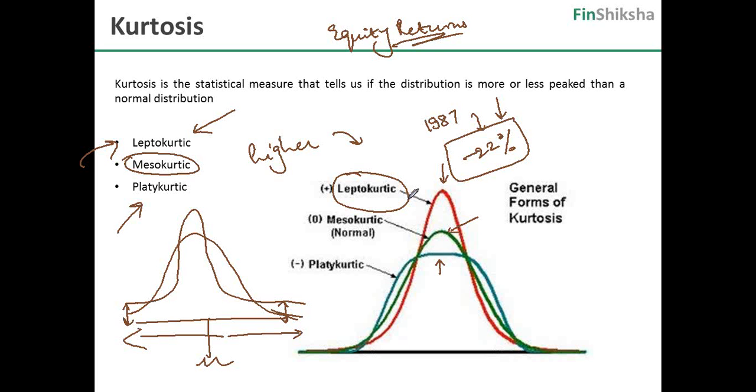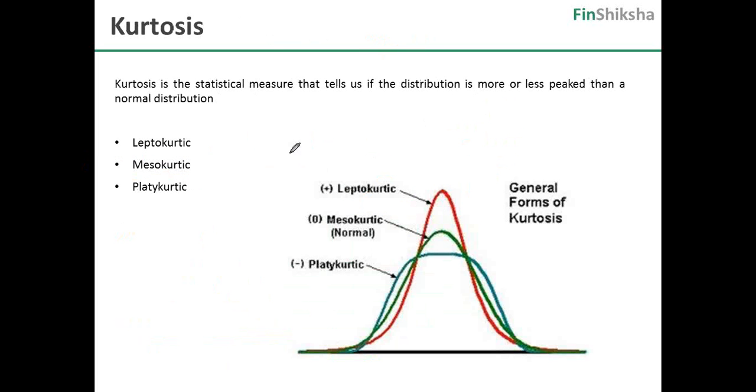Kurtosis is the measure which tells you if the distribution is more or less peaked, or if the possibility of extreme events is higher. So here that possibility is higher. You can remember this by saying that the curve is also higher. Fine. So that's your kurtosis.